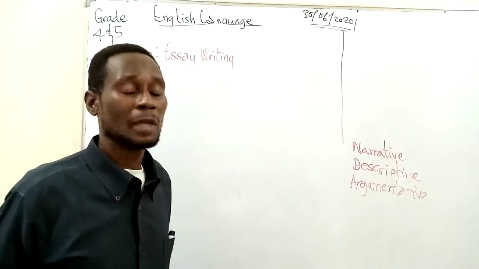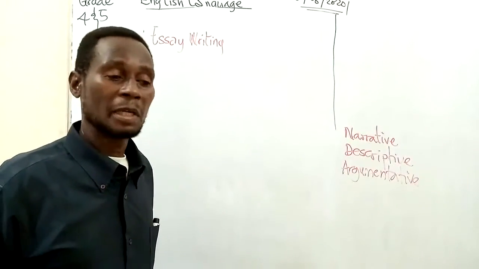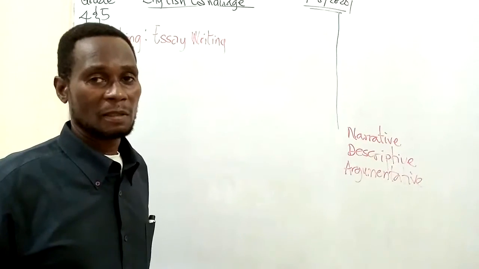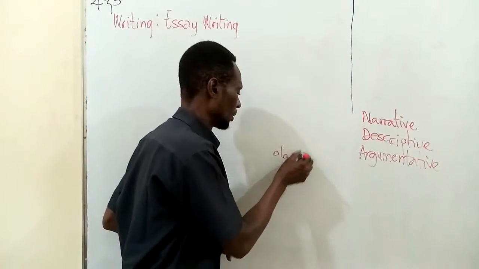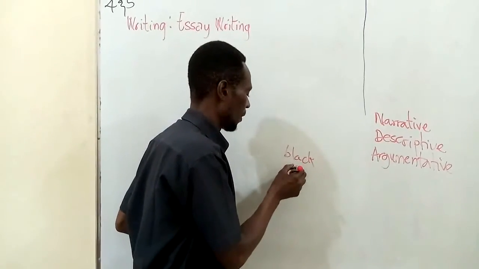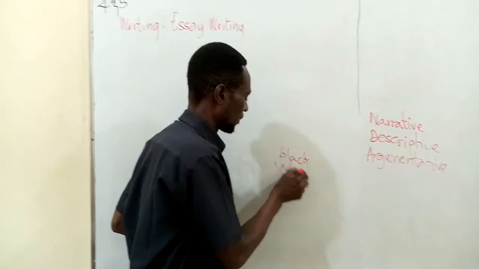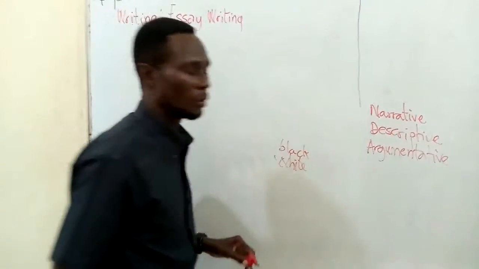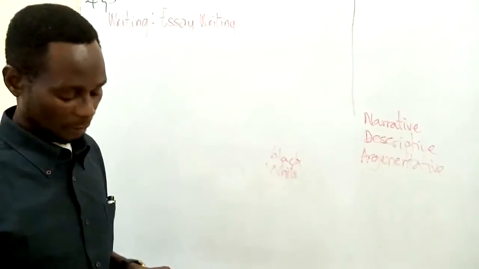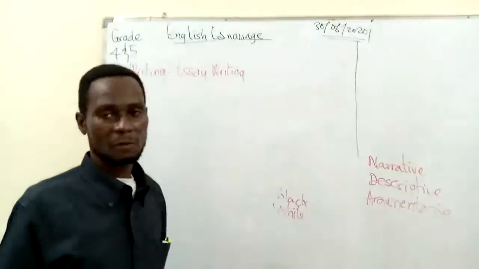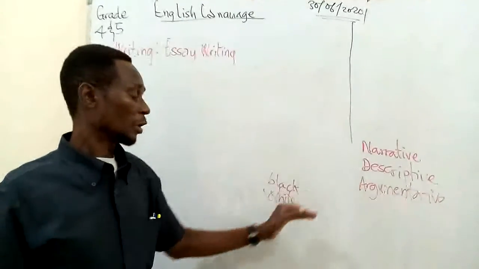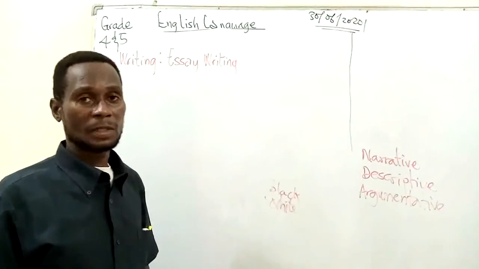There's a color you like. I know there's a color you like. If I ask you, black color and white color, which one is the best? Somebody will say, I love black. Another person will say, I love white. Now what you're going to be doing is to argue.